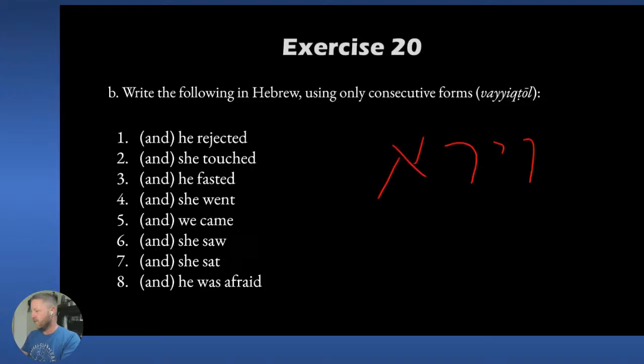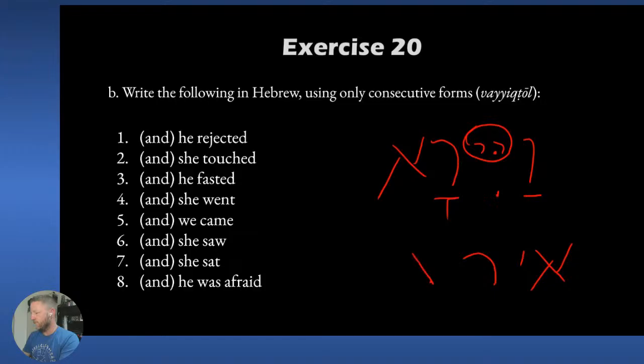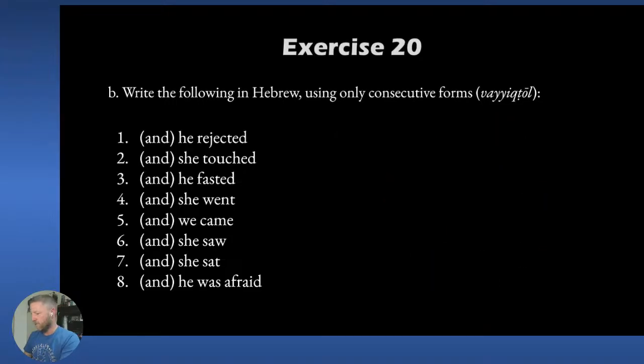He was afraid. Vayira. Okay, more common to write it with two yods. Vayira. He was afraid. Okay, this is first yod. It's a real first yod. So the future is ira. Tira. You. Ira. Him. Ira. That's two yods. Okay.